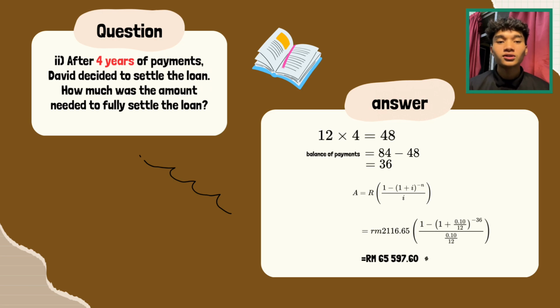For the next question, after 4 years of payments, David decided to settle the loan. How much was the amount needed to fully settle the loan? First step, we need to find the balance of payments, which is 84 minus 48 equals 36. Next, use the same formula, A equals R bracket 1 minus 1 plus i to the power of negative n over i close bracket. Substitute the information and you will get 65,597.60.